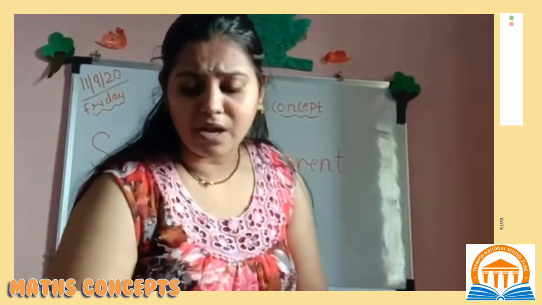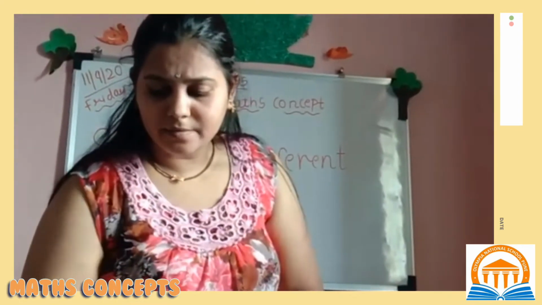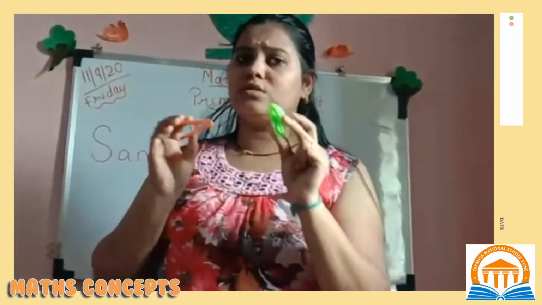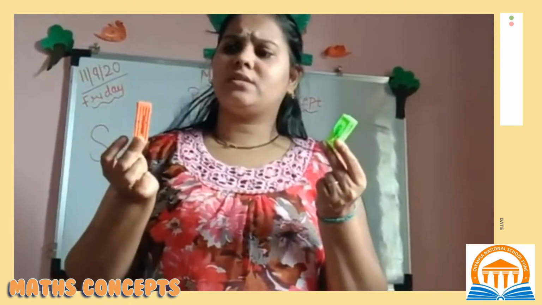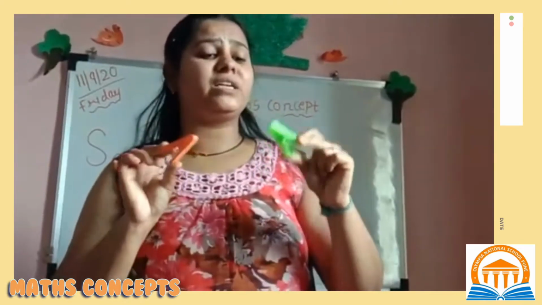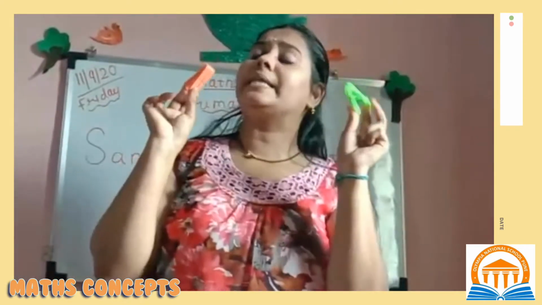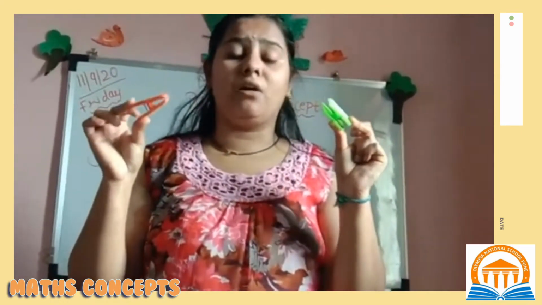Now let us take one more example. Here you can see a peg, right? Both the pegs we are using for drying clothes. But are they same? No, they both are different. Why are they different? They are different in color. Very good.